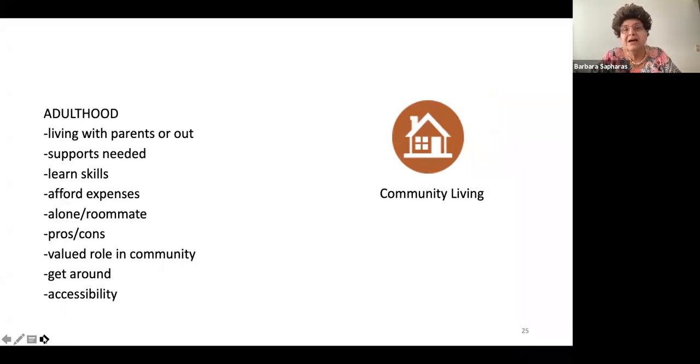And then adulthood, where do they want to live? What does it look like? I asked one woman who is going to move out of an intermediate care facility, what will it look like? What do you want your house or where you live to look like? And she said, I want it to be pretty. I said, what is pretty? And she said, my favorite colors are brown and white, so I want it to be brown and white.